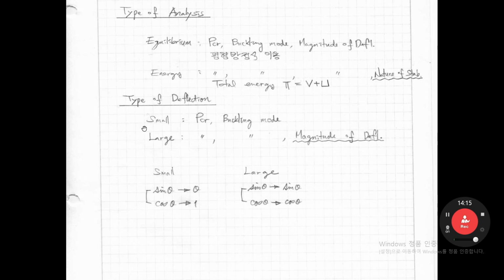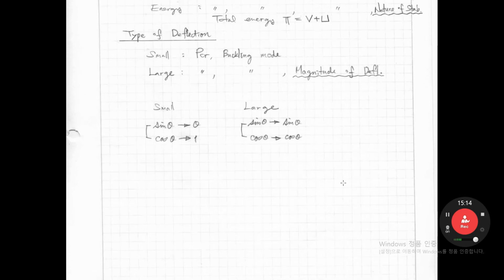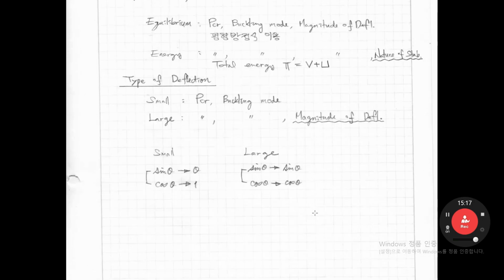If we assume small deflection, we can get PCR buckling mode. If we assume large deflection, we can get PCR buckling mode and magnitude of deflection. If we assume small deflection, sine theta equals theta, cosine theta equals 1. If theta is very small, sine theta is equal to theta, cosine theta equal to 1, right? If theta is not that small, then sine theta just keeps sine theta, cosine theta maintains cosine theta. Okay? Based on the knowledge so far, I would like to show an example.